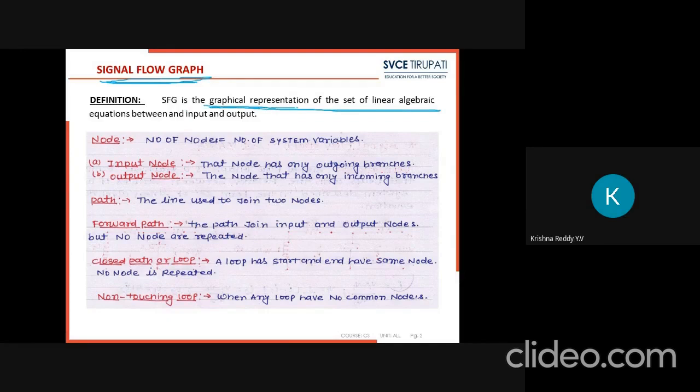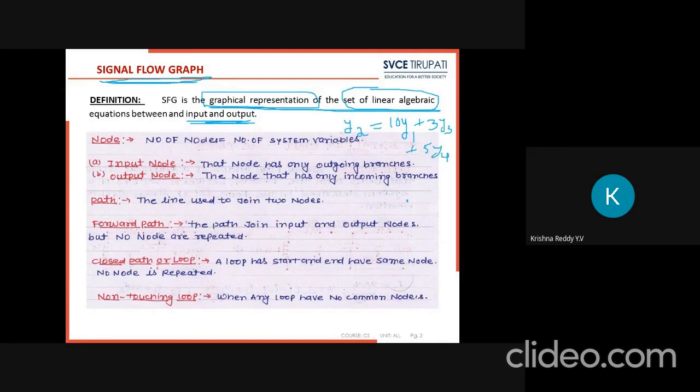Here it is a graphical representation of the system between input and output. Here we are representing in terms of linear algebraic equation. That is, if we are having the output y2 and we are having the input y1, it is 10y1 plus 3y3 plus 5 into y4.